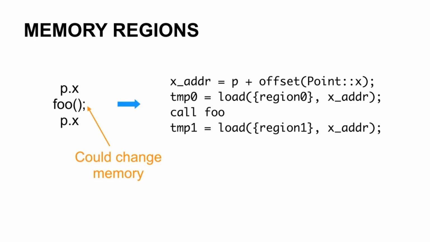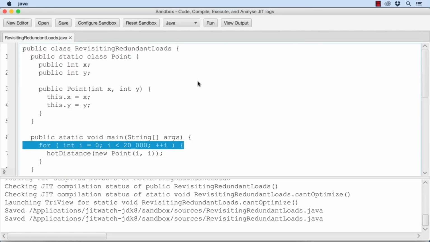And this is starting to get at the heart of the problem of what was wrong with our array list example. Why it's not written in the naive way that we think it should be. Because calls can be a challenge for a compiler. Let me show you. Again, we'll use JITWatch's sandbox mode, this time looking at the revisiting redundant loads example. As with the example before, we have a class point with members x and y.